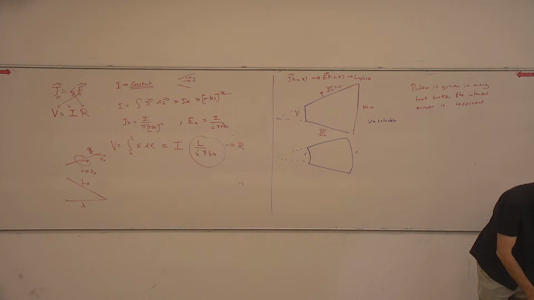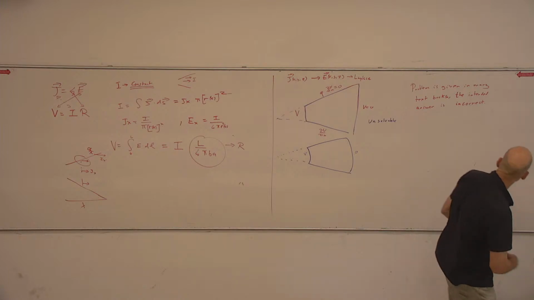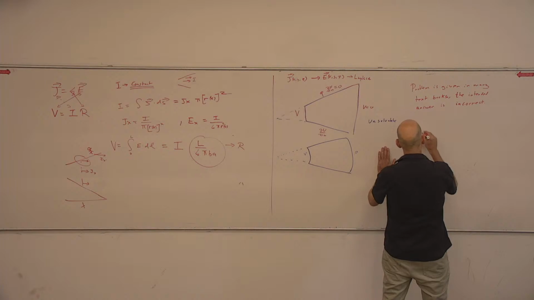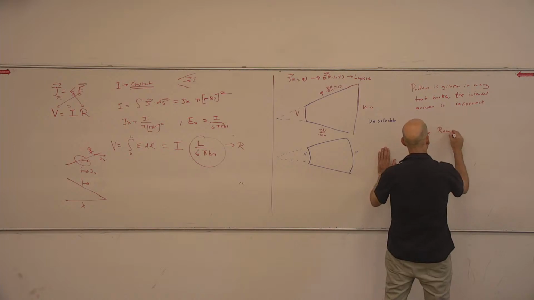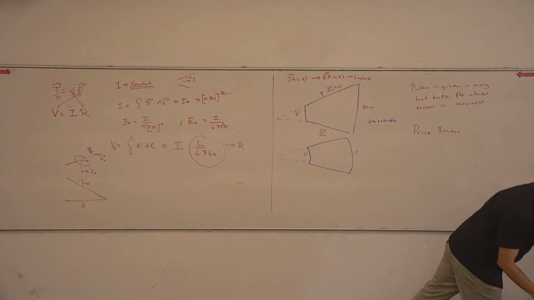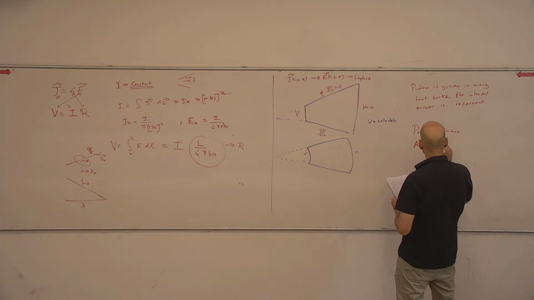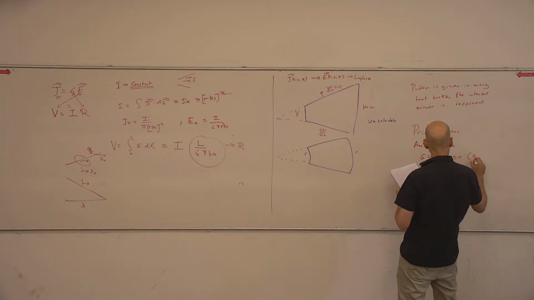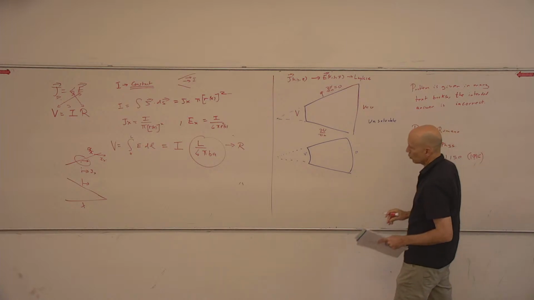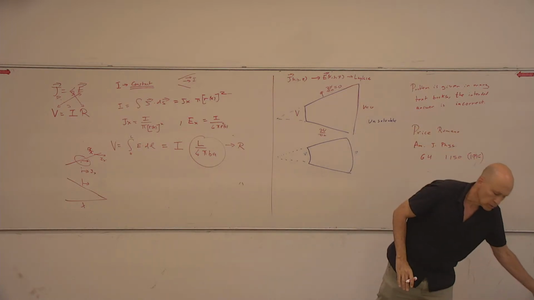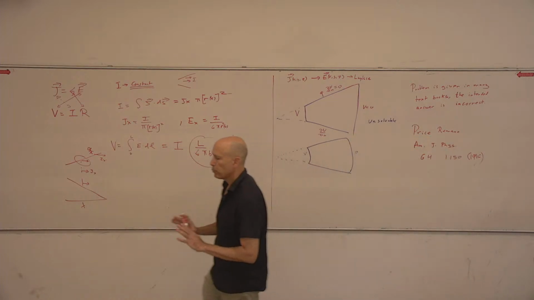So you can make a competition between the different methods. One second. Yeah, so if you are interested, you can find this in Price and Romano, American Journal of Physics, 64, 1150, 1996. So we have three methods, or three approaches.